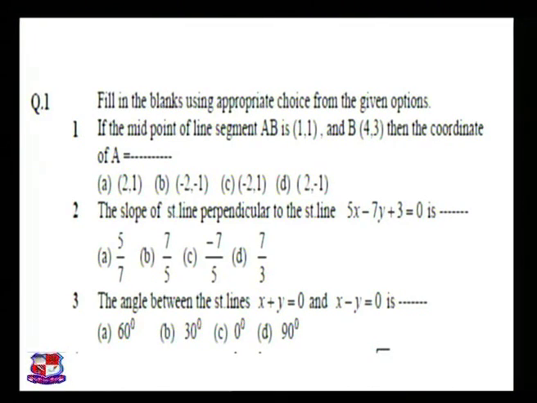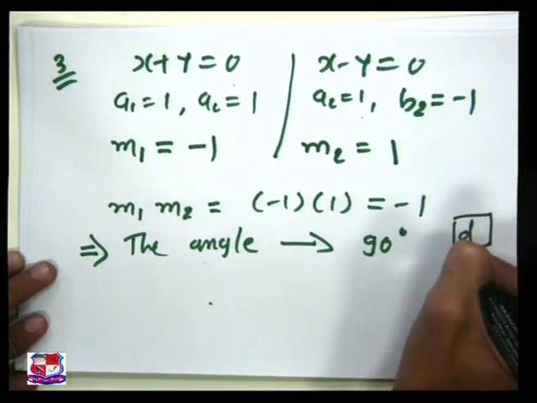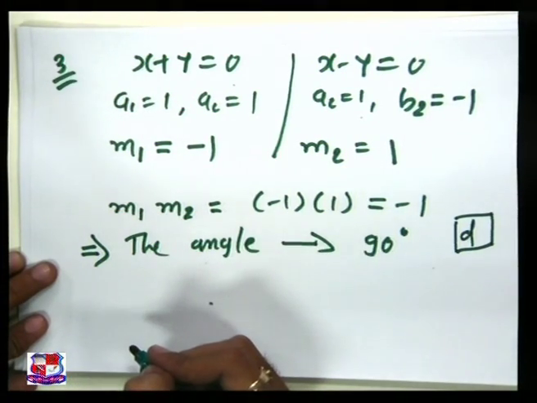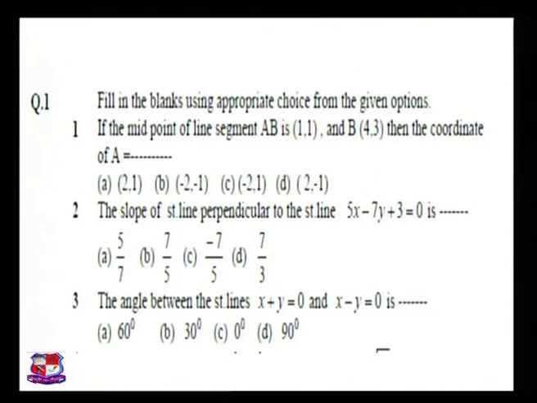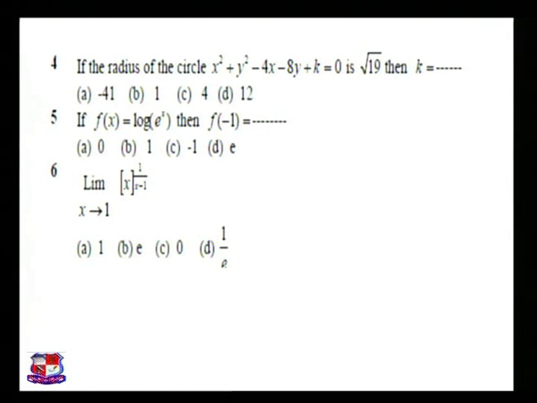So for the third question our answer is D, right? So this is the solution of the third MCQ. Let us look at the fourth MCQ. The fourth question is, if the radius of the circle x square plus y square minus 4x minus 8y plus k is equal to 0 is root 19.